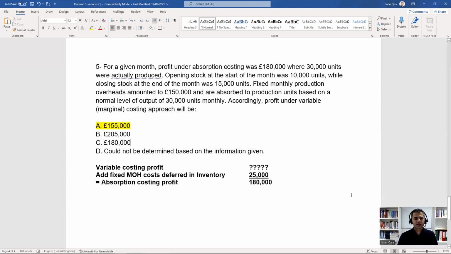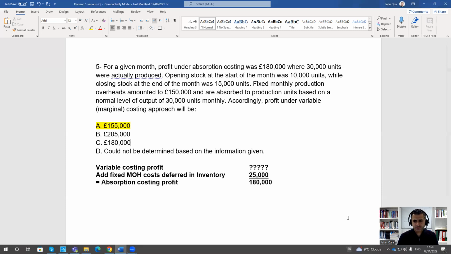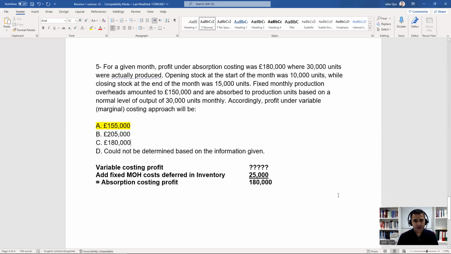155,000 is the profit under variable costing. Okay, I hope you don't confuse yourself. It's really straightforward as long as you understand how it works. Okay, that's great.